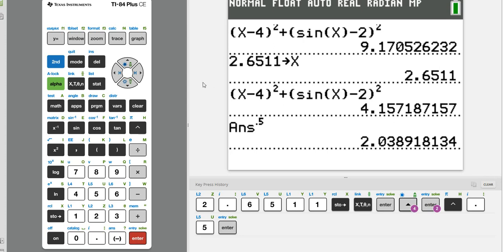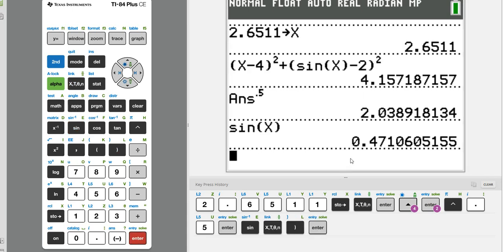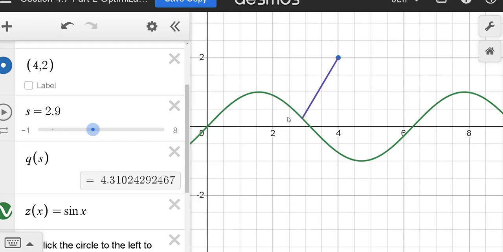Comments or thoughts on that particular problem? I guess the one last thing I could add here would be the sine of that value. Sine of x. Yeah, about 0.471. So that's the coordinates of the point. Here's your x value, here's your y value, where you have that minimum. That's what it looked like from the graph. It's around there someplace.